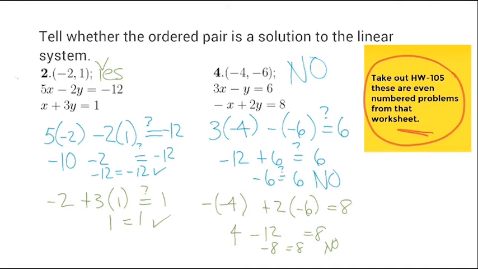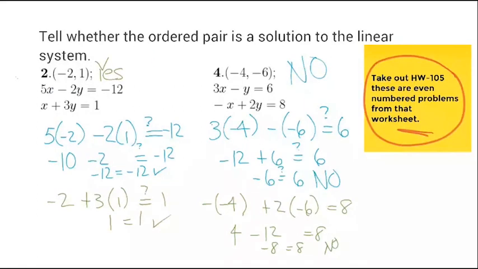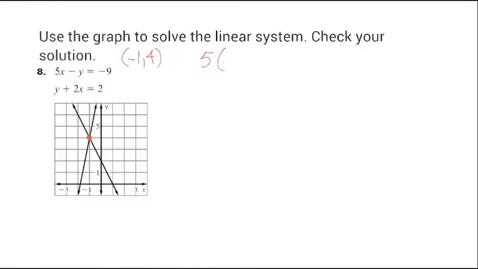So first group of problems, you're telling me if things are solutions. The second part is use the graph to solve the system, check your solution. Well, to use the graph to solve the system, I said the solution, if it's graphed, is where the graphs cross. So I'm going to say it is at negative 1, comma 4. And once you come up with that point, you put that point into both equations and see if you get true sentences. So 5 times negative 1 minus 4, is that equal to negative 9? Negative 5 minus 4, negative 9, is in fact equal to negative 9.